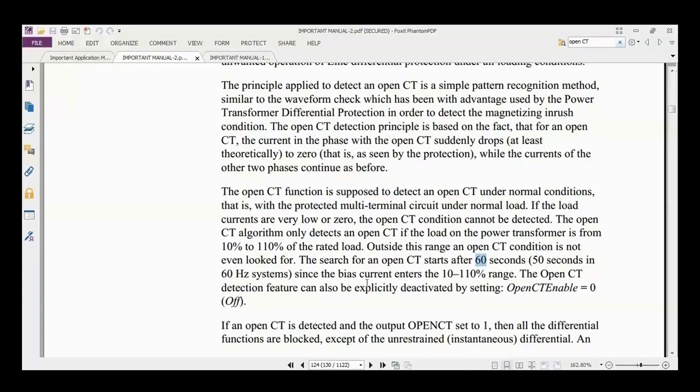In a 50 hertz, 60 system, without base current, you close this line with a light load, only 5%, and nothing will work, this function, but it actually exists, right? As soon as the current enters the range from 10 to 110 of the rated load, this function will start counting 50 seconds. After the 50 seconds, it is ready, so that if a phase loss occurs, it will tell you that you have an open-phase state.